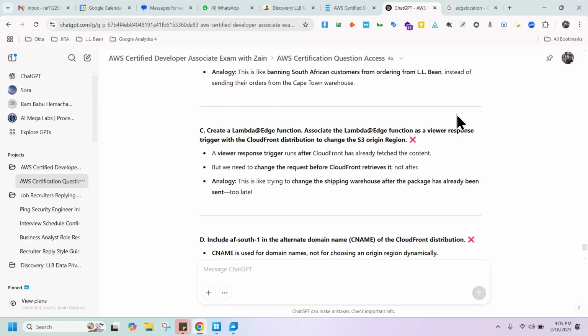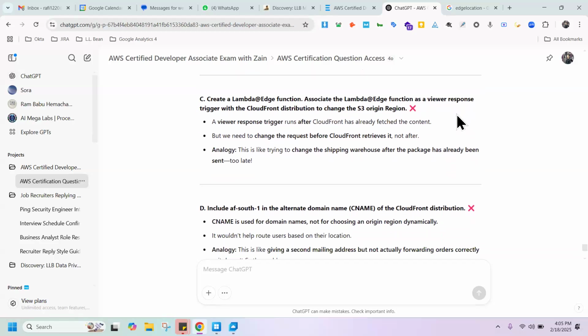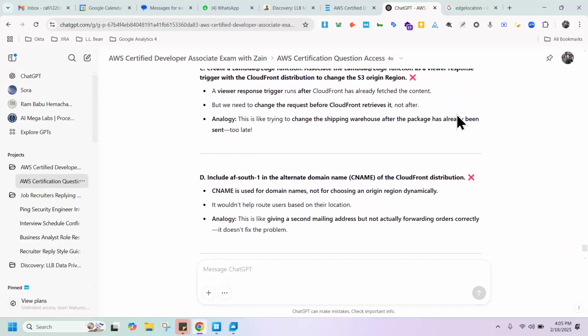And D is totally incorrect. It says use another domain for it. A domain is not created for the purpose of serving the content in different locations. A domain is only used for our website name.